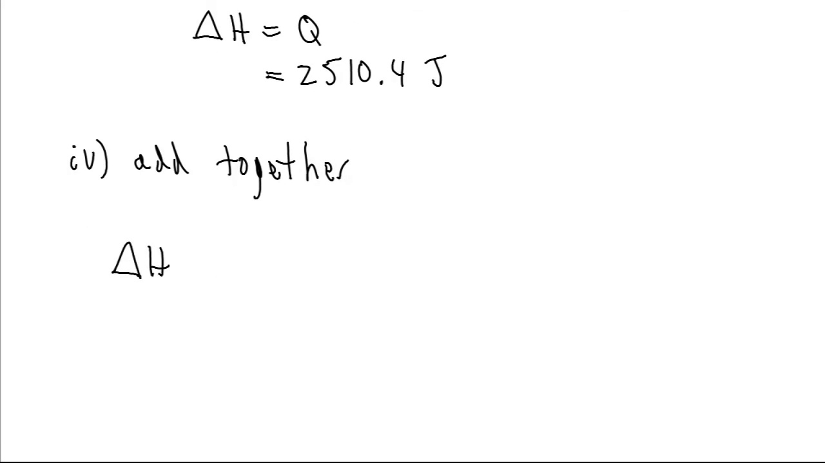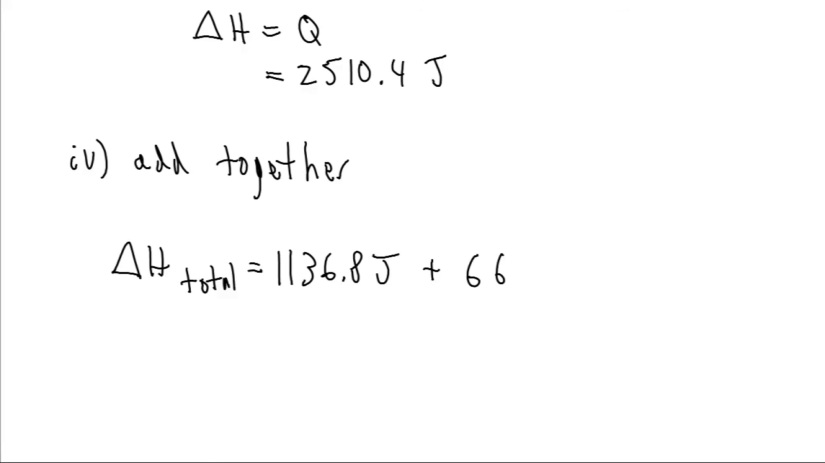So our total enthalpy here, we figured out that we would need 1,136.8 joules to heat up our ice to the transition temperature. We calculated we would need another 6,670 joules in order to melt that ice. And lastly, we would need 2,510.4 joules in order to heat the water that we have formed up to the desired temperature of 30 degrees Celsius.